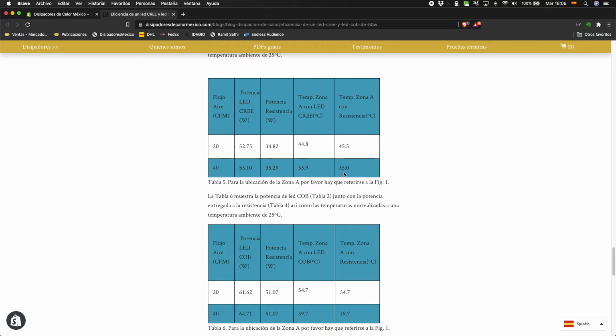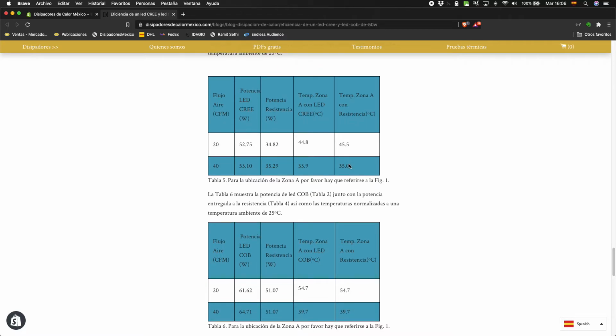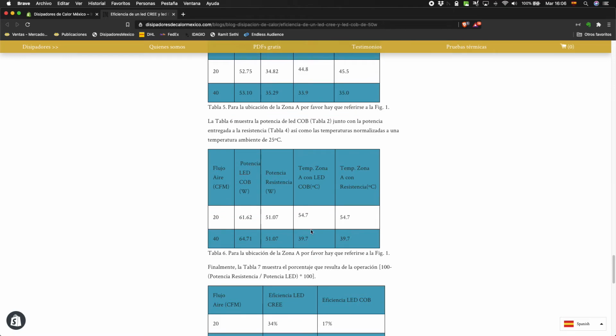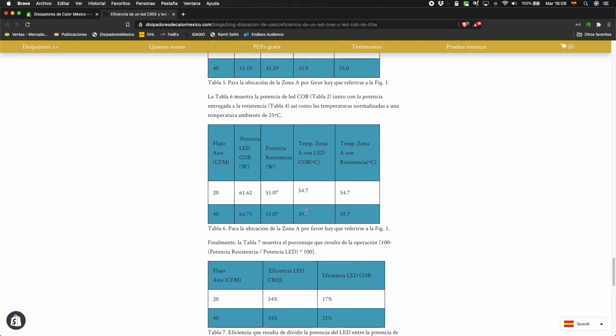In the case of the CREE LED, it was very difficult to get the exact same temperature. These temperatures are normalized at 25 degrees centigrade ambient temperature, and it was quite difficult, so I just accepted the closest temperature possible. That's likewise for the COB LED.